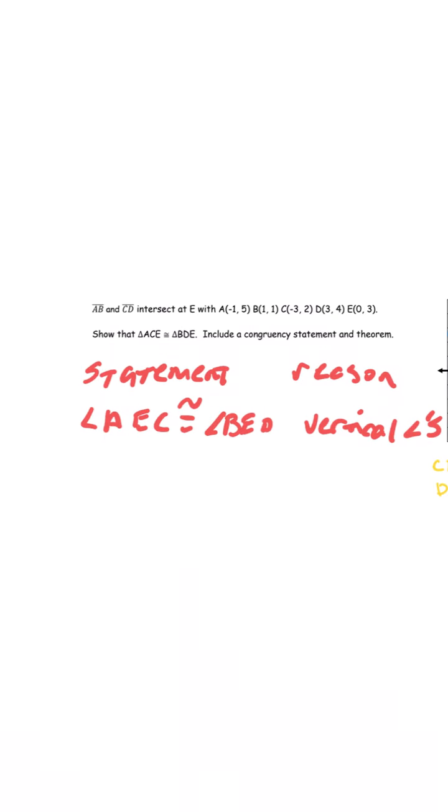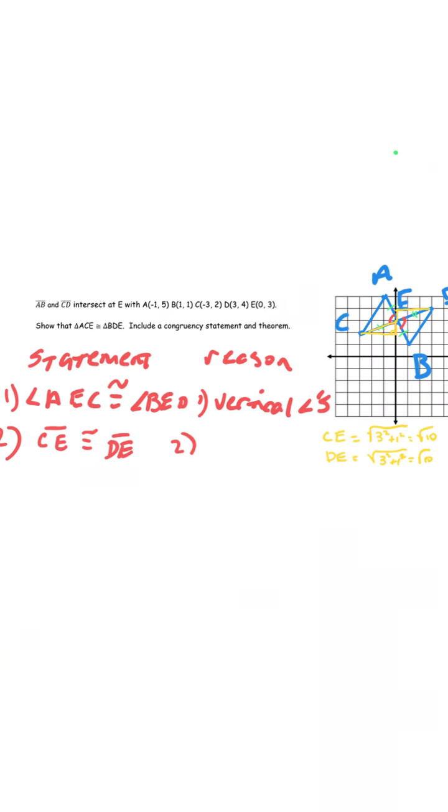So I'm going to make that statement. Number 1 was this. Here's 2. I'm going to say that CE is congruent to DE. And the reason being, it's just the Pythagorean theorem. The distances are the same. Okay.